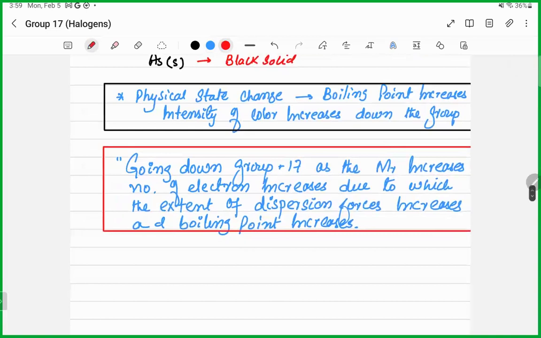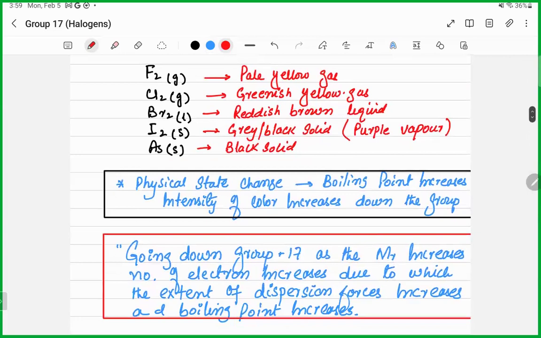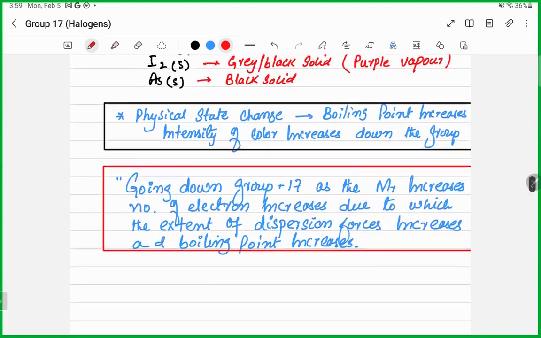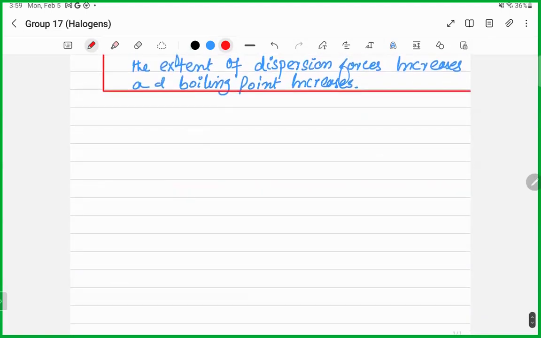We have studied all these things much earlier in terms of bonding and intermolecular forces. So this is the reason behind their different physical states, gas to liquid to solid, their different colors, and their difference in boiling point. Let's move towards the next part, which is the reactivity of halogens.